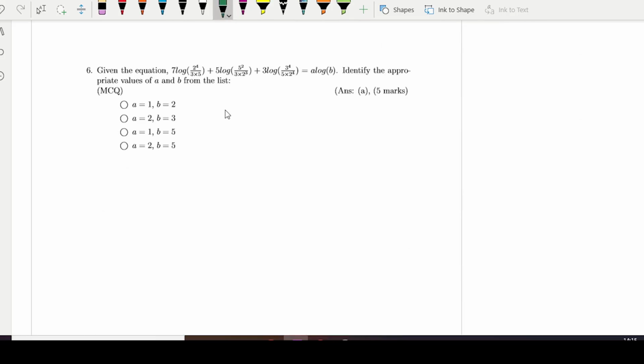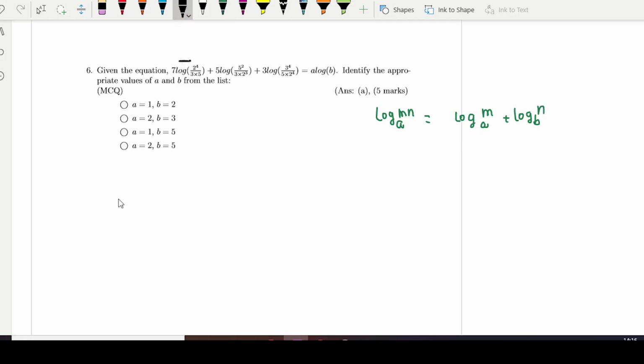The sixth one is based on the property of log. It is an expansion form of log. Let us suppose it is log mn. So we will write this log as log m plus log n. Okay, so we will split each term.